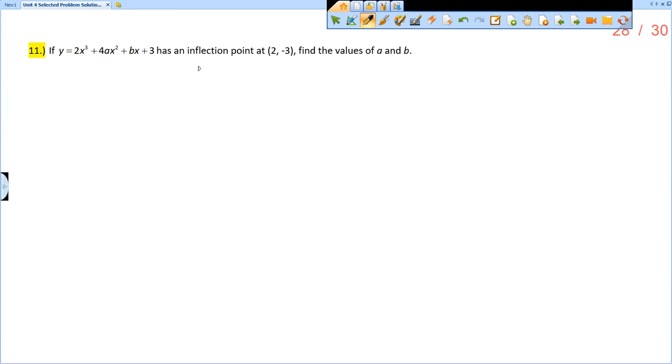All right, so first of all, what does an inflection point mean? An inflection point means that f double prime, or y double prime, changes signs. And so that means I need to find, well, let's start off with y double prime.